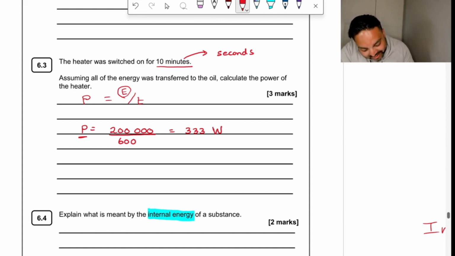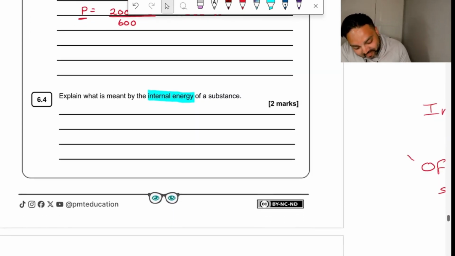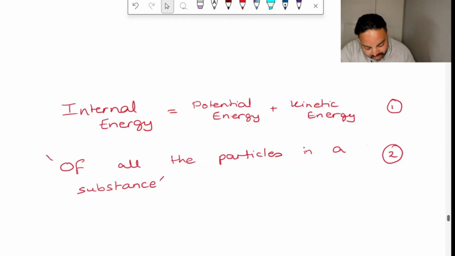Right, what are the units for power? Right, boys and girls. And then the final one, what is meant by internal energy? So, internal energy. Now, this is the basic definition of internal energy. Good, well done, Callum. On it straight away.